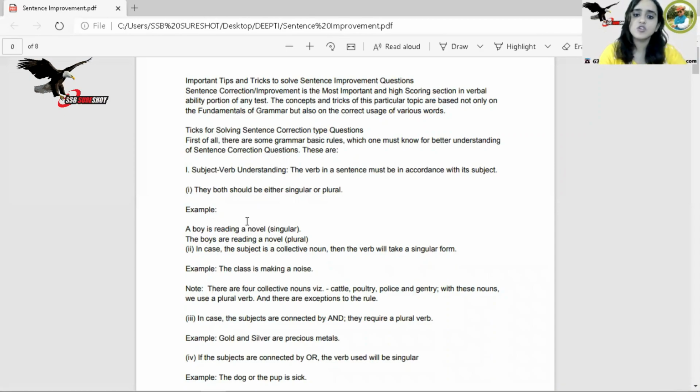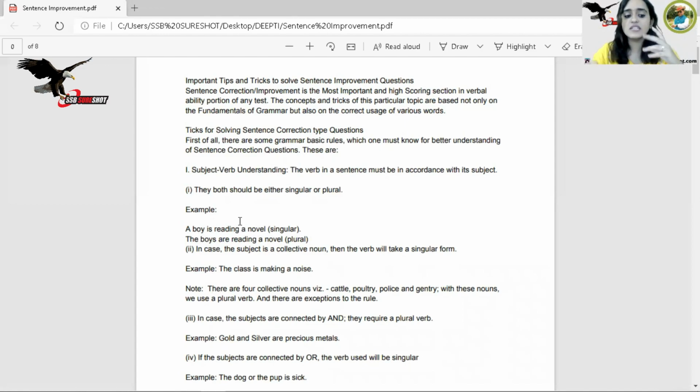At the same time, if you're talking about a group of boys, plural, the boys are reading a novel. So here the helping verb is are. This is subject-verb agreement. When we're talking about singular, you have to use is as the helping verb. And if you're talking about plural, we have to use are as the helping verb.